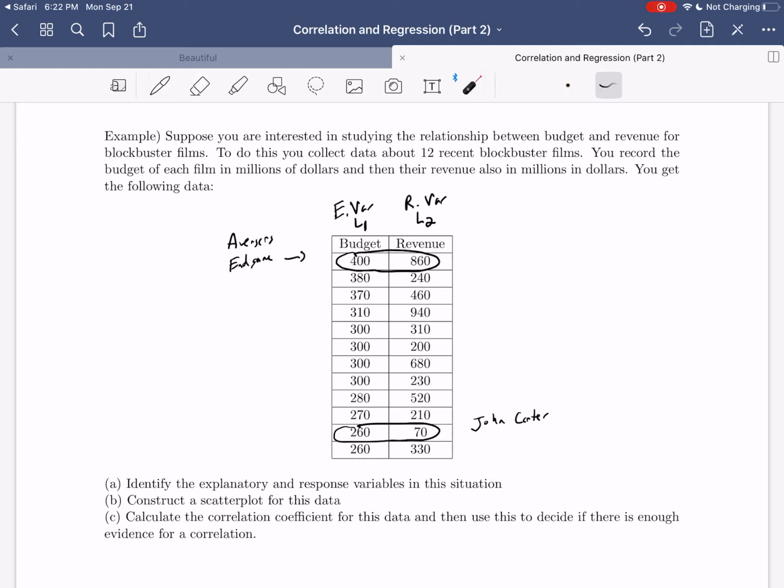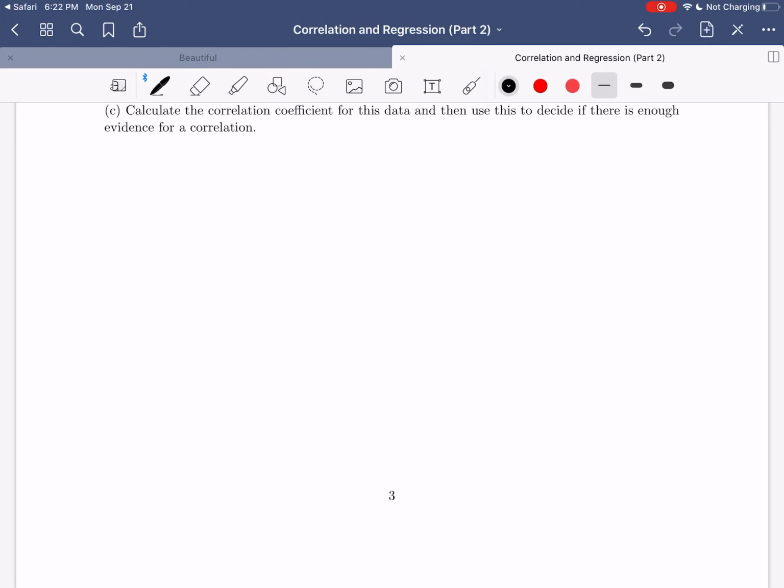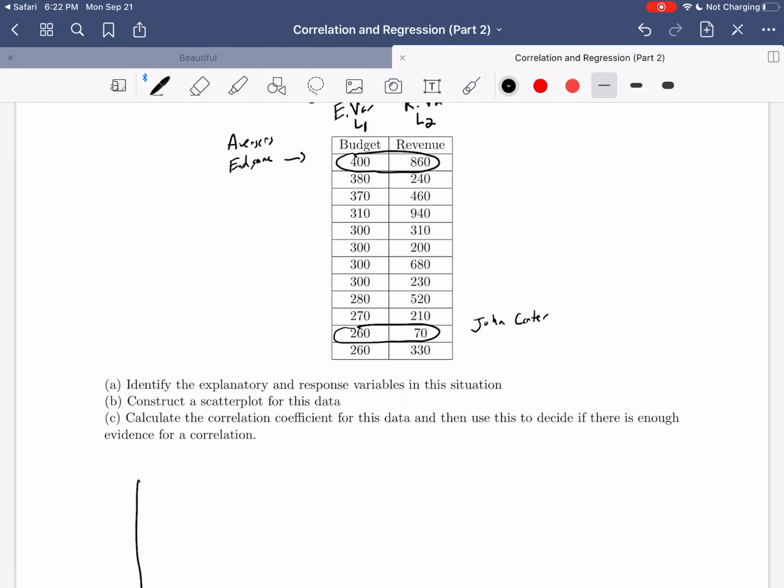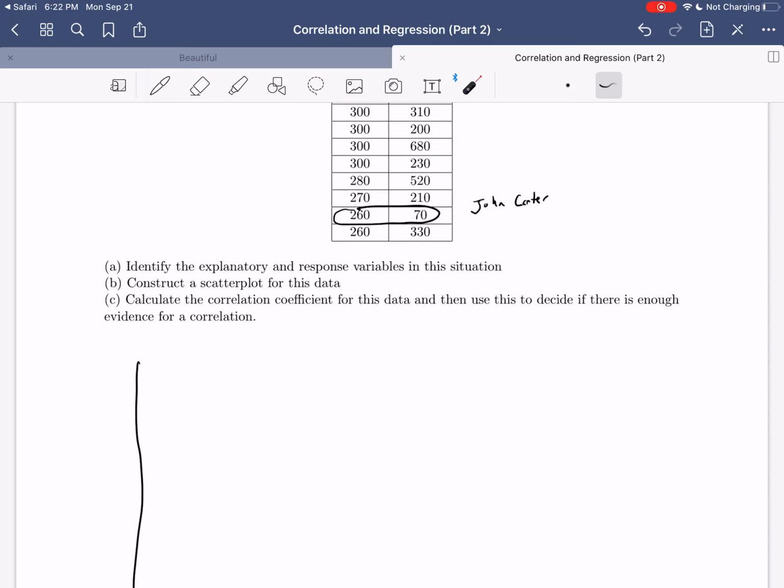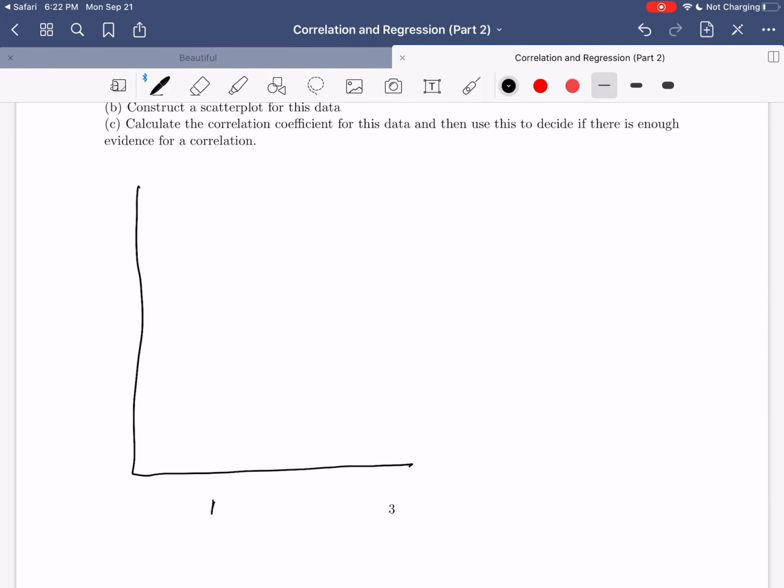For now, though, we've identified the explanatory and response, so that's part A right there. Let's go ahead and get ourselves a scatter plot for this. We can do that right here. So since we said budget should be the explanatory variable, that means budget needs to go here. And remember, this is in millions of dollars. And this should be the revenue, also in millions of dollars.